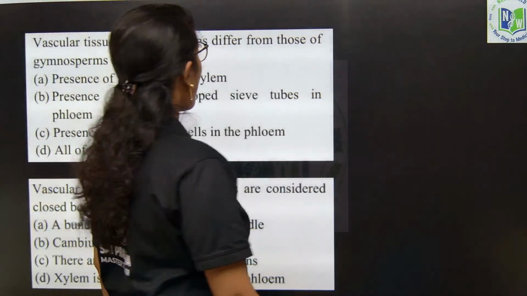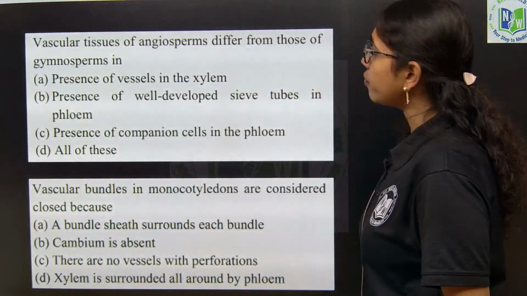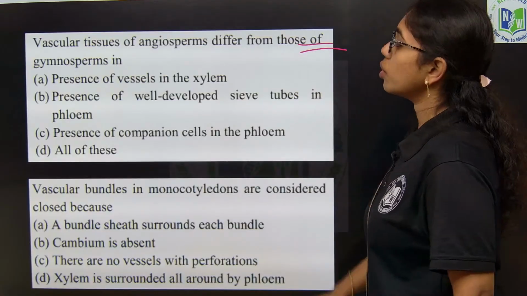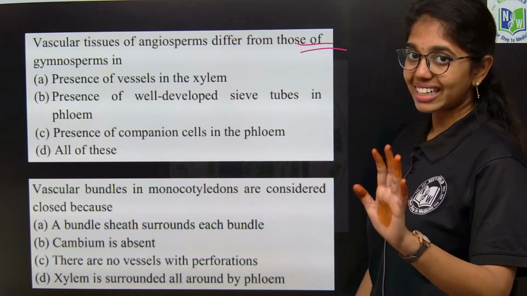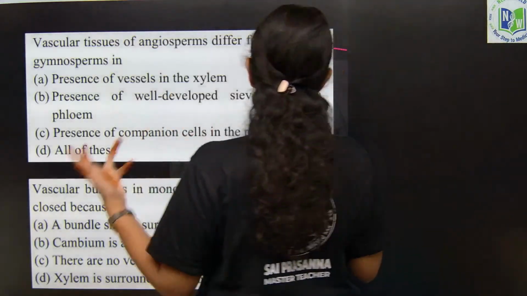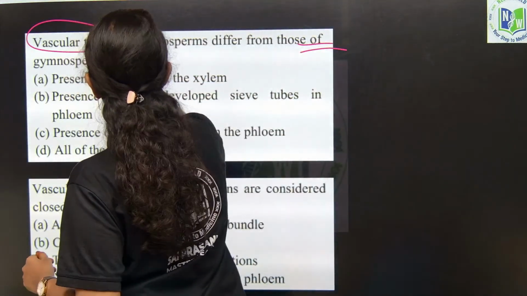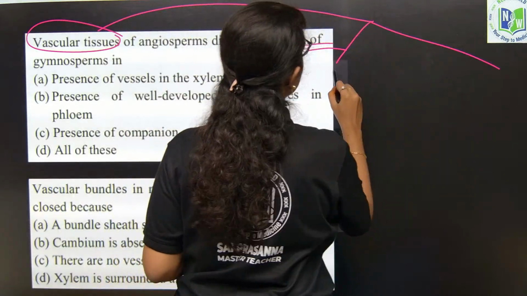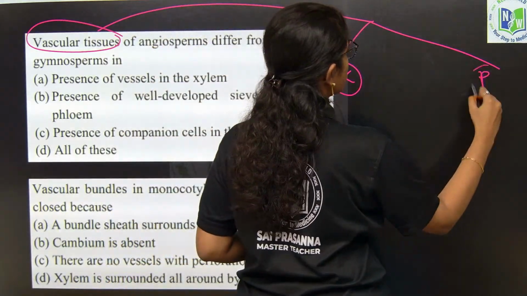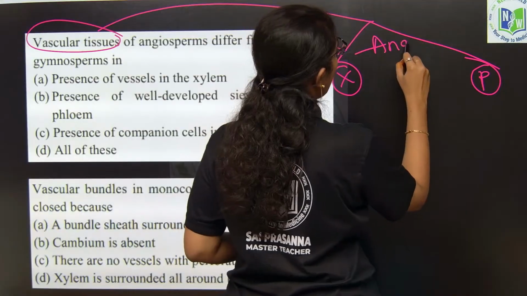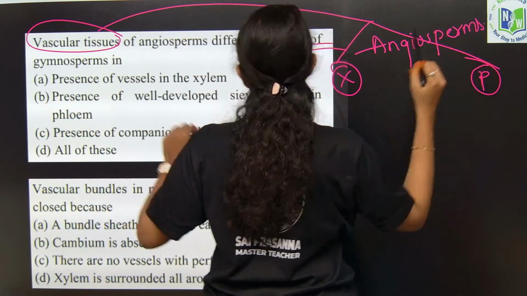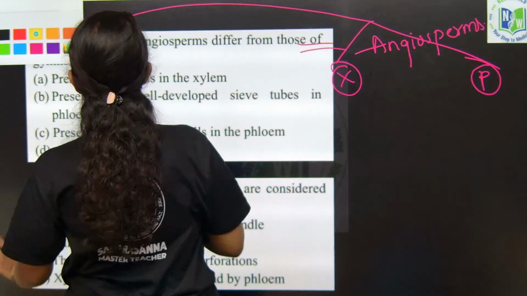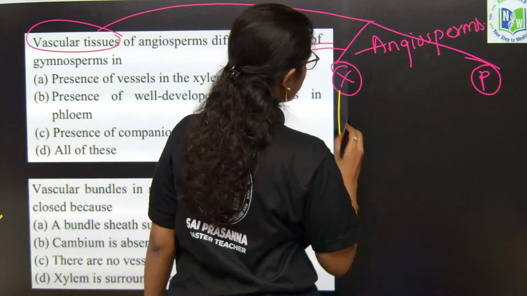Vascular tissues of angiosperms differ from those in gymnosperms. Look at the options keenly. In angiosperms and gymnosperms, let us look into the xylem and phloem tissues. So, vascular tissues include both xylem and phloem tissues. First, let us look into the angiosperms. Here you see it has what?